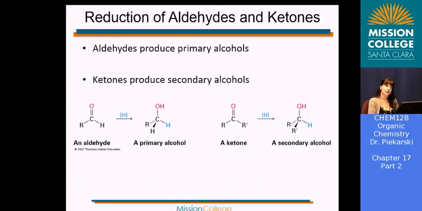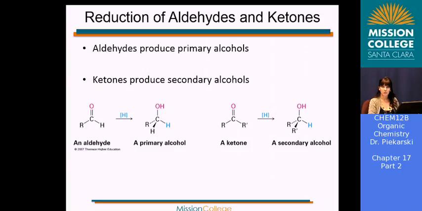Now, reduction of aldehydes and ketones, and we'll get into aldehydes and ketones in way more detail in chapter 19. Aldehydes end up producing primary alcohols, and ketones end up producing secondary, my apologies. Aldehydes end up producing primary alcohols, and ketones end up producing secondary alcohols.